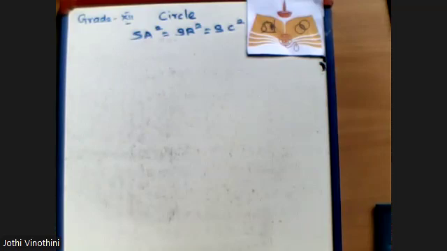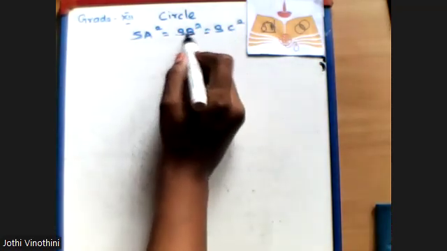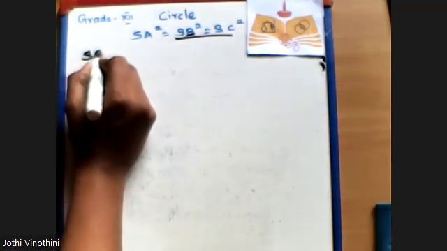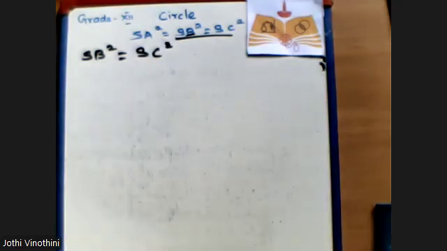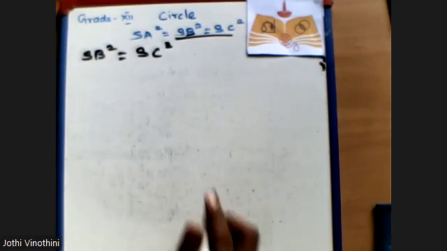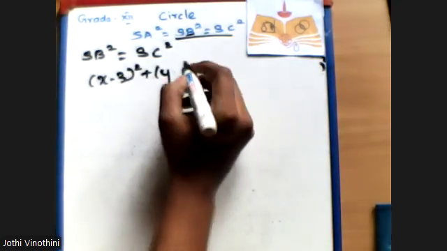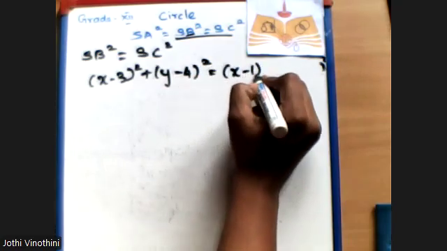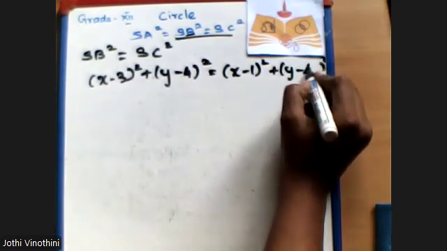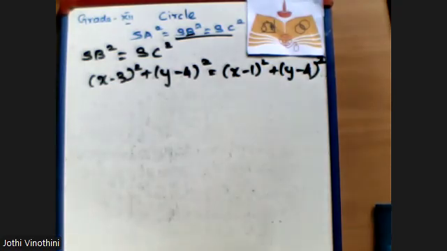Okay, super. What did we solve for? We solved for SA squared equals SB squared. Now we are going to solve this part: SB squared equals SC squared, right? What we solved for SB squared is (x minus 3) the whole squared plus (y minus 4) the whole squared, which equals (x minus 1) the whole squared plus (y minus 4) the whole squared, right? So here also we have the same terms.